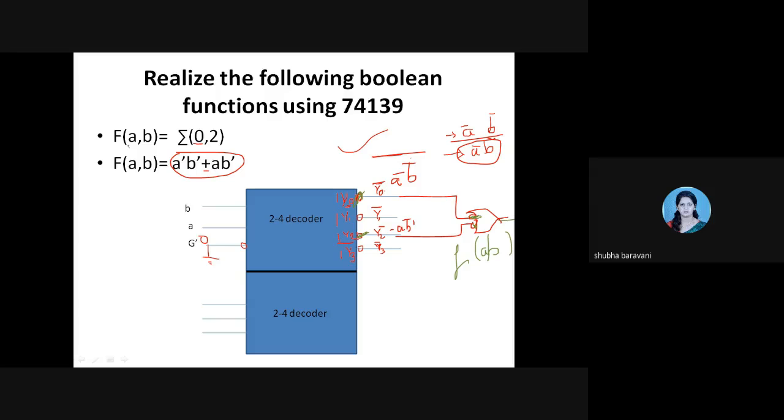Since this was a two variable function, I have used only one section of a dual 2 to 4 decoder. This section I have left out as it is. Now if you see a two variable, three variable or four variable function, that time I am going to use the second output also. Right? Shall we proceed?